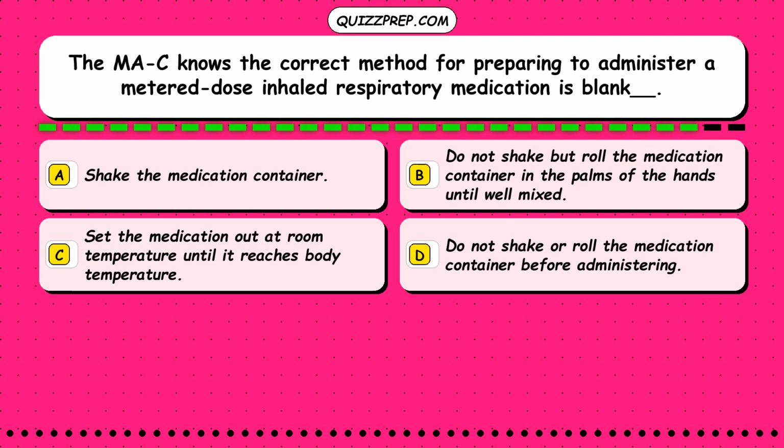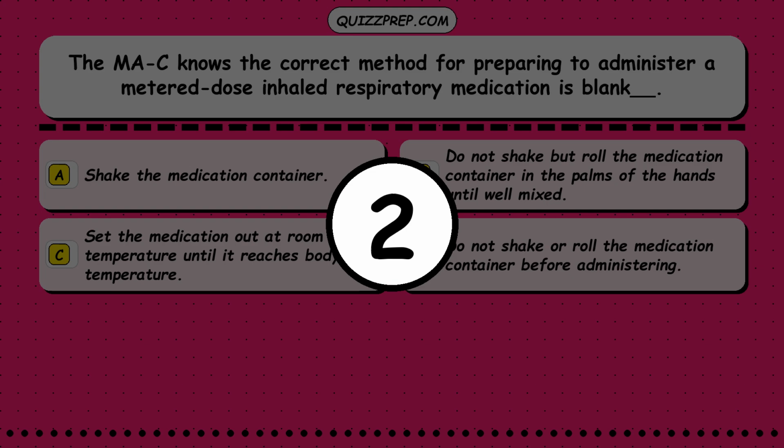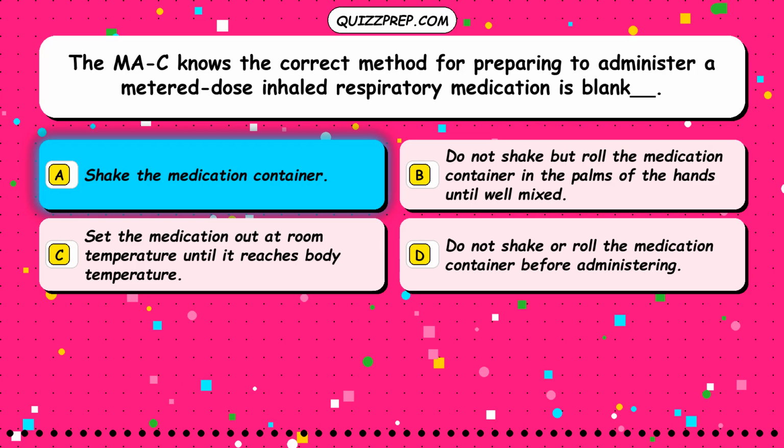Question 276. The MASI knows the correct method for preparing to administer a metered dose inhaled respiratory medication is blank. Option A, shake the medication container. Option B, do not shake but roll the medication container in the palms of the hands until well mixed. Option C, set the medication out at room temperature until it reaches body temperature. Option D, do not shake or roll the medication container before administering. The correct answer is option A, shake the medication container.